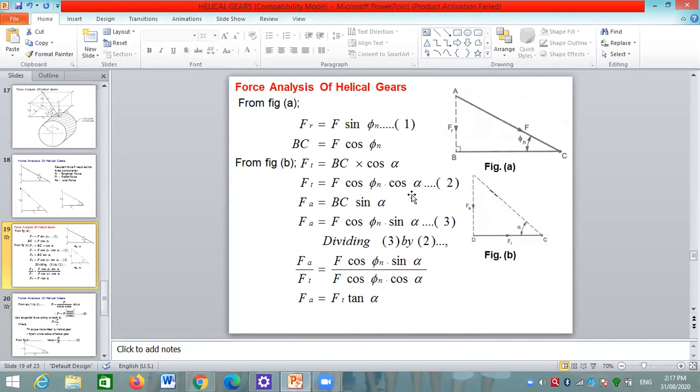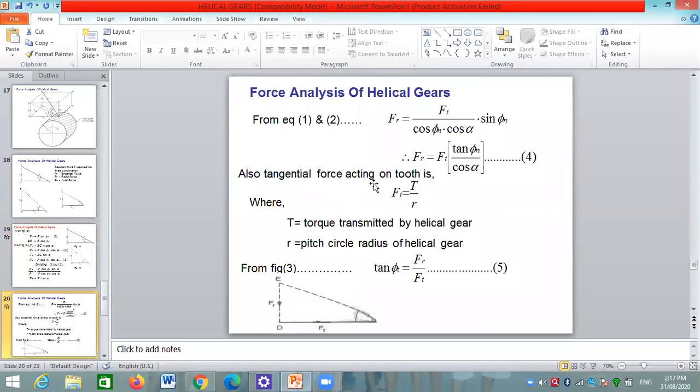In the final theory exam, there will be no theory question on force analysis of the helical gear, but there is always one question on a numerical of the helical gear. Here the magnitude of the radial force is given: radial force Fr is equal to Ft into tan of phi n upon cos of alpha. Phi n is the normal pressure angle and alpha is the helix angle.